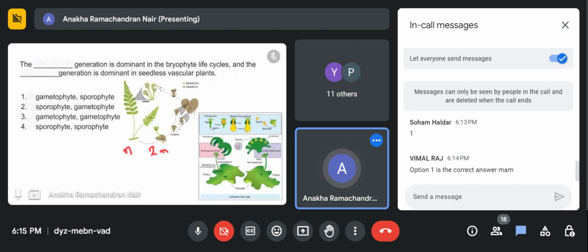On the other hand, in seedless vascular plants, which are pteridophytes, the sporophytic generation is the dominant phase, where they have 2n amount of DNA in their cells, and only for a small period of time will they have a gametophytic stage where the amount of DNA will be n.